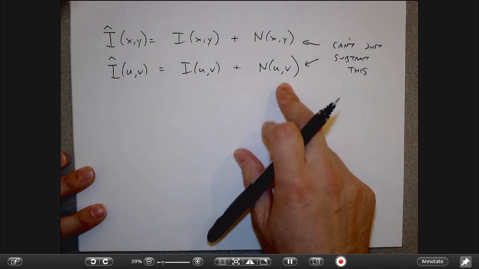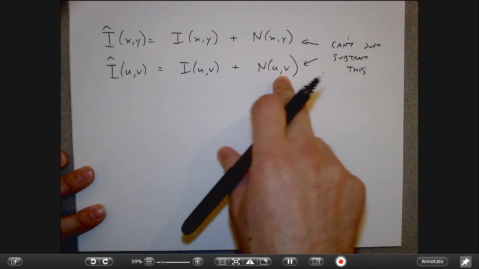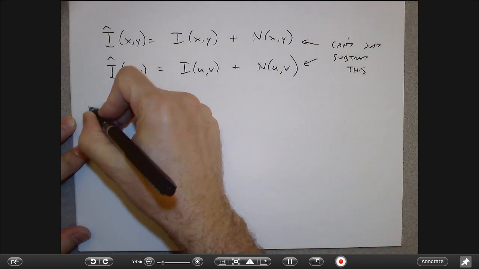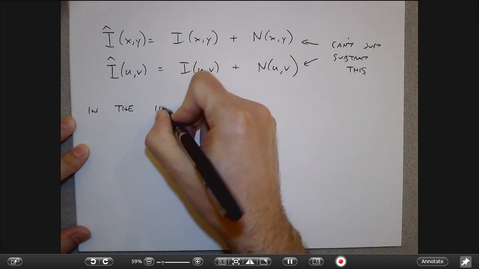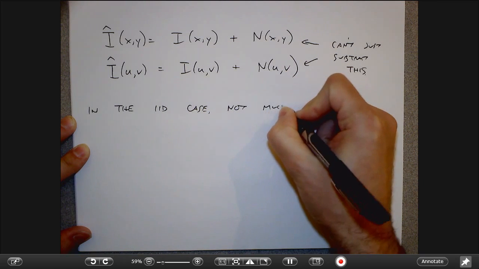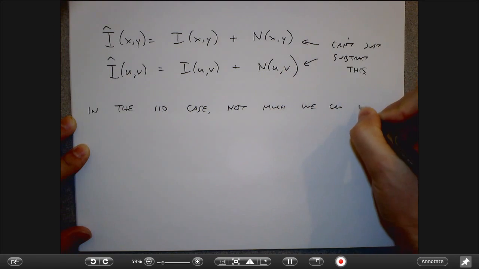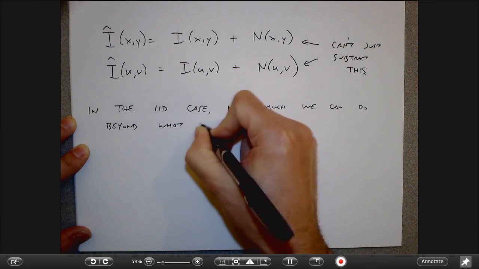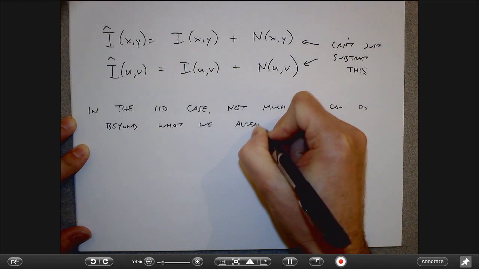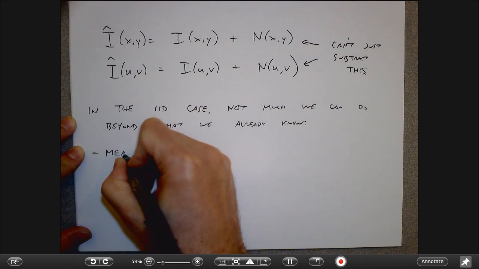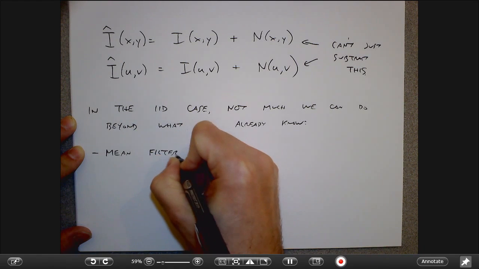And so the only way that I can really do well on getting rid of frequency domain noise is if it has those kinds of sharp peaks in the frequency domain, like we saw for the periodic noise. So unfortunately, in the i.i.d. case, there's not much that we can do beyond what we already know. That is, we know about things like the mean filter.